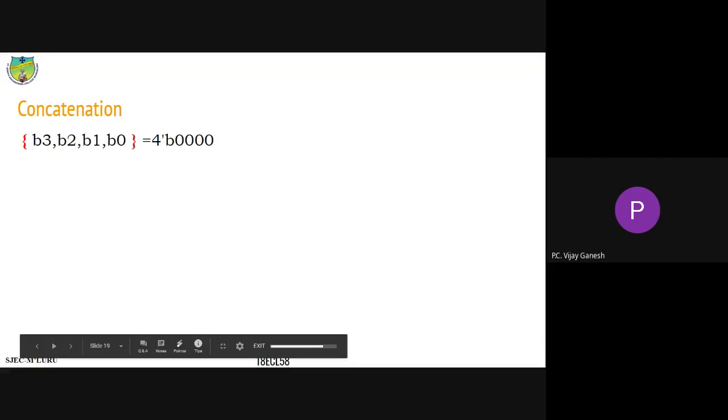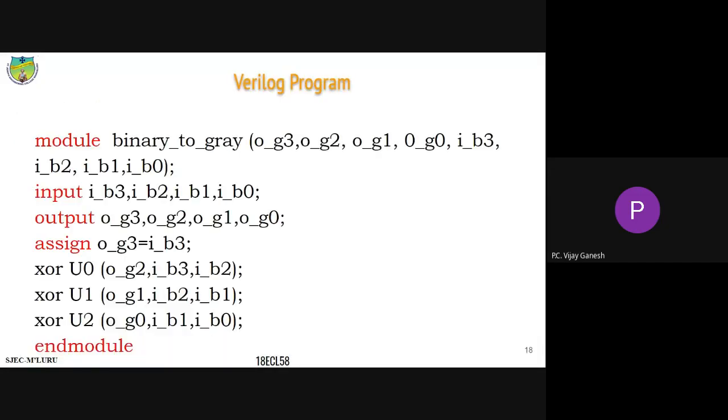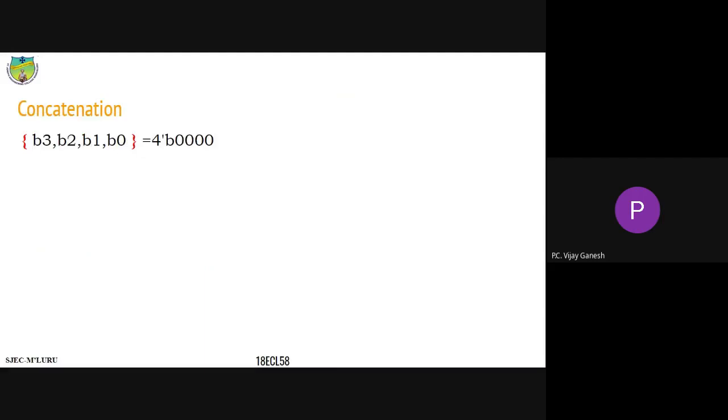So as you have seen in the Verilog code of the binary to gray converter, this is the code we have. Here we have 4-bit input data as well as 4-bit output data. Before writing the test bench, we are going to introduce a concept called concatenation of bits. Though some of you have used this in your assignment, we thought this is the right time to introduce it.